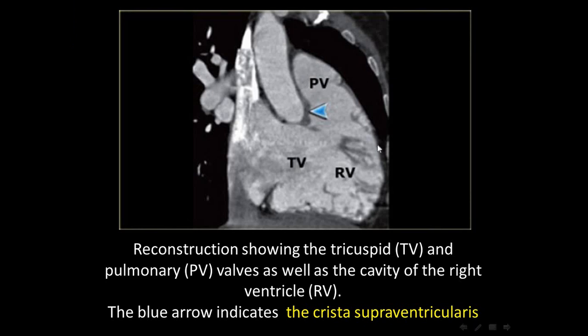So here let's have a look at the right ventricle and the pulmonary valve. This is the right ventricle. This is the tricuspid valve between the right atrium and right ventricle. And the pulmonary valve is almost here. This muscular structure between the tricuspid and the pulmonary is what? The crista supraventricularis.